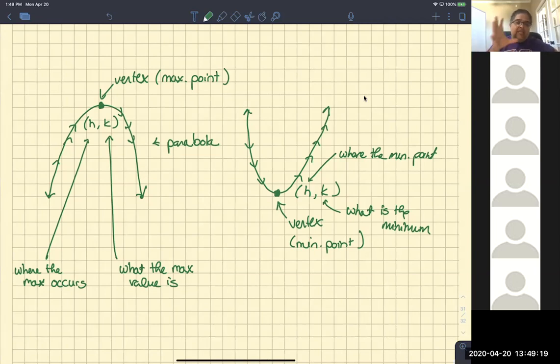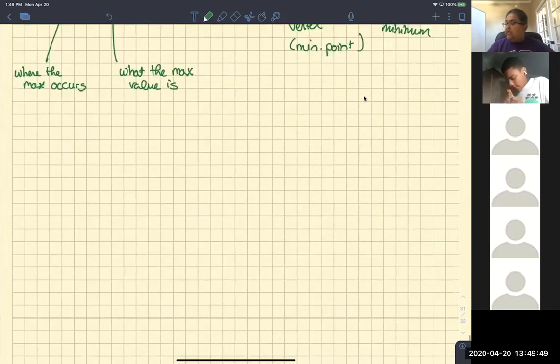So in a vertex, the h is what you're plugging into the equation. The k is what you get out. So the h is where the maximum value occurs, or for what value of x. What value of x gives you the maximum value? And k is what that maximum value is. In an upward facing parabola, it's the reverse. h is where the minimum value occurs, or what value of x gives you the minimum value, and k is what the minimum value is. So let's take, for example, a situation like this.